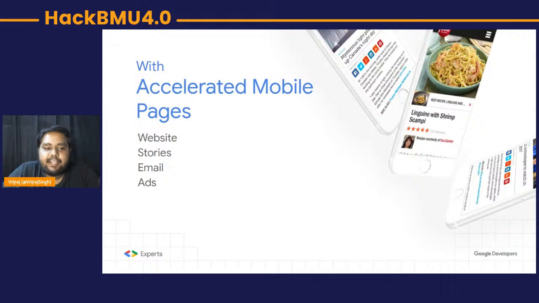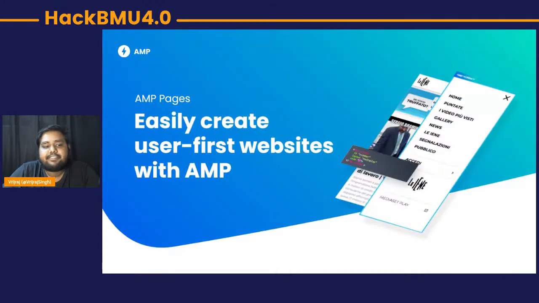You can create a website. You can create stories. Stories are just like Instagram stories or WhatsApp stories. And the third, you can create an interactive email with the help of AMP. And the fourth one is you can go for ads. You can provide ads and all. So first, let's talk about how we can create an Instagram-like AMP website.